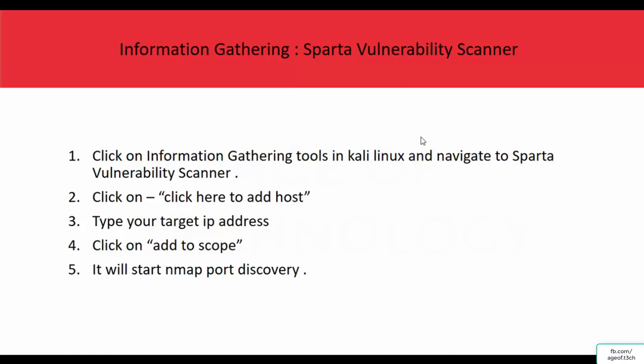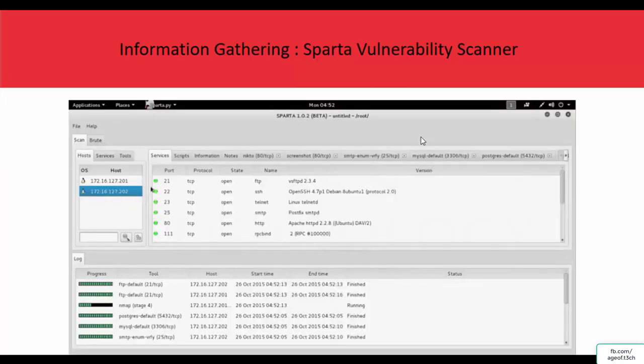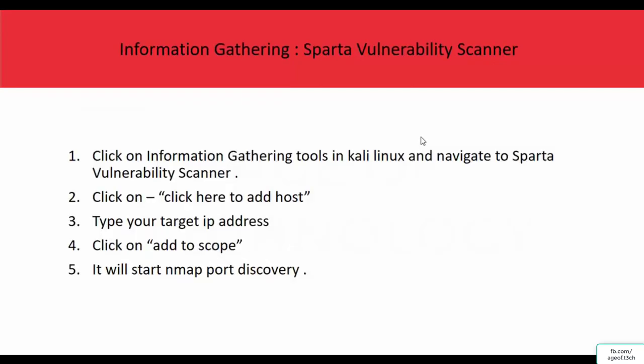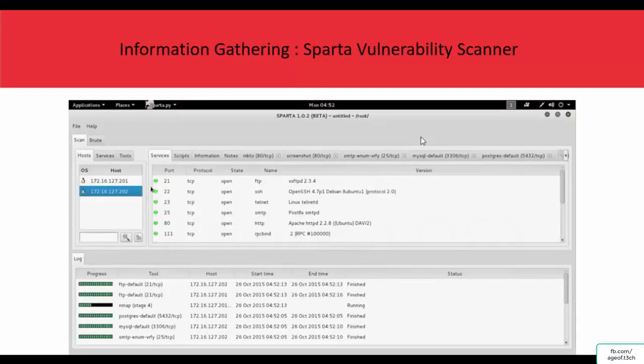The add host is a button there in Sparta, and then you have to type your target IP address there, and then click on add to scope, and it will start and map port discovery to find out open and filtered ports available in Nmap. So this is the screenshot of Sparta in Kali Linux. So that's how you can find out the open ports available in a particular IP address, and you can scan the whole IP address available in the database.